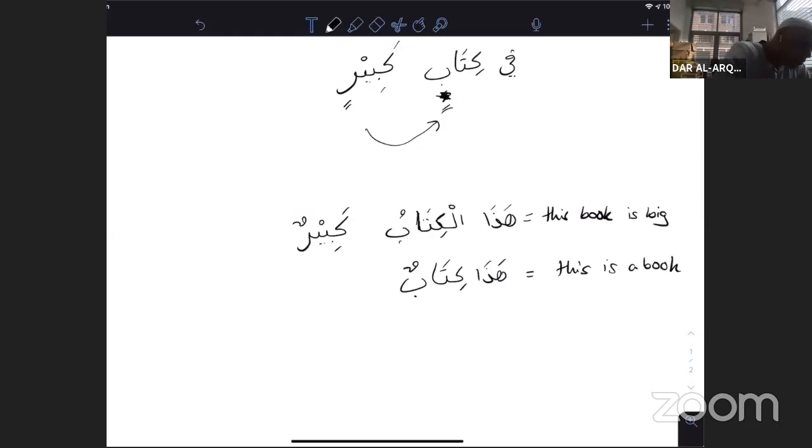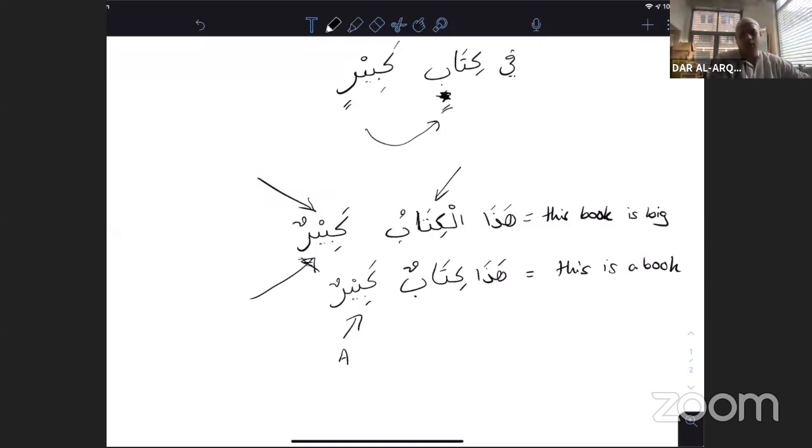However, if I now put kabirun here, this has now become an adjective. That's right, A for adjective. Why? Because it follows the 4 rules that we've said. However, in the first example, it doesn't follow on from the 4 rules, because al-kitab has al. Kabirun here does not have al. Therefore, we can no longer say that's an adjective.